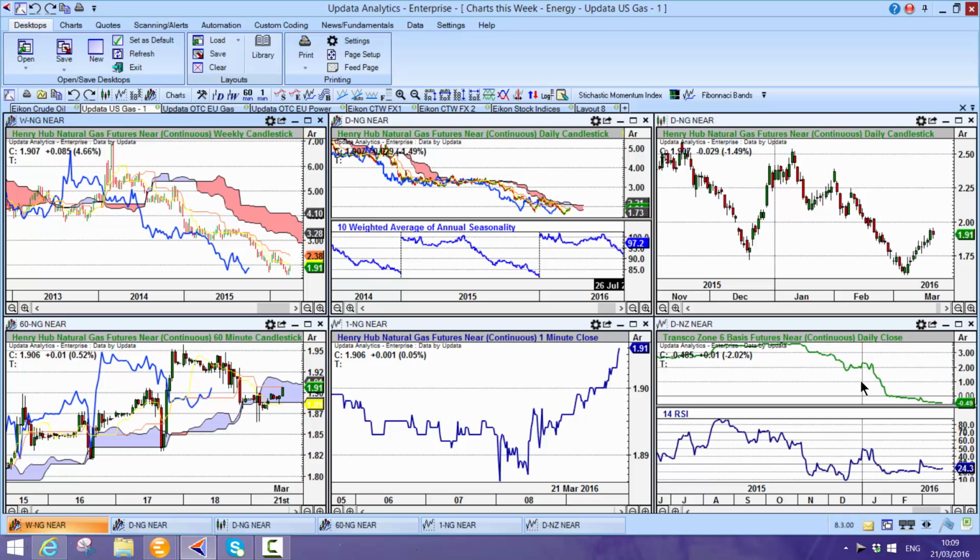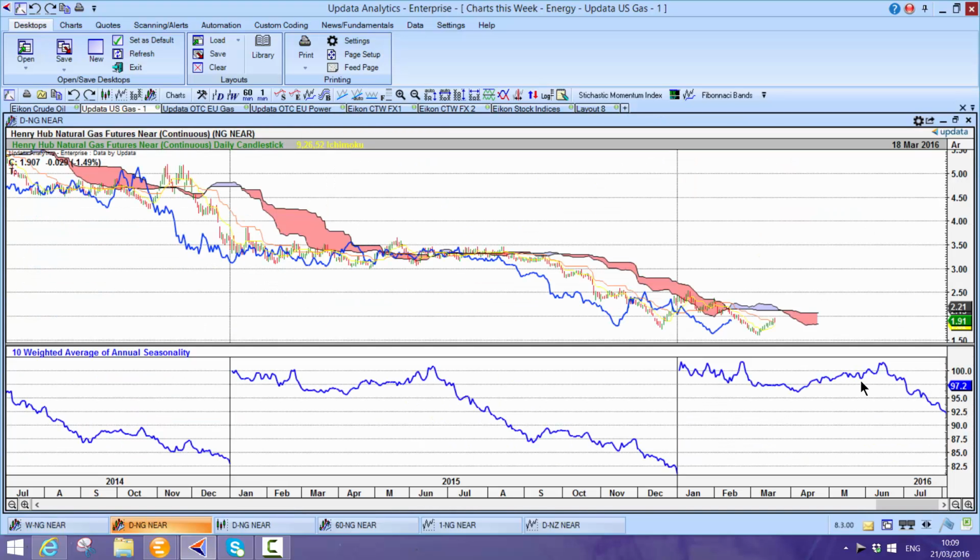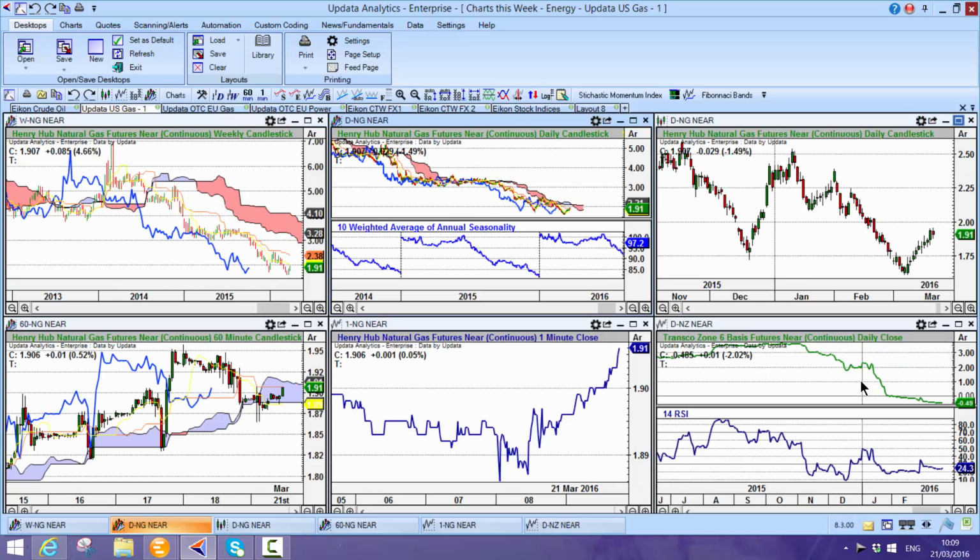NatGas has looked pretty bearish in the long term and the medium term. We see here that we're still below the cloud on NatGas. But we are seeing here the seasonality is quite strong at this time of year, and we do see here that we are just starting to pull through. We're still below the cloud though, so it's pretty bearish, but at the moment we might see some strength, and that is showing up in the shorter term chart.